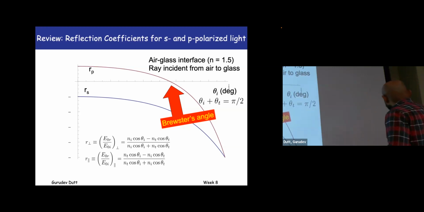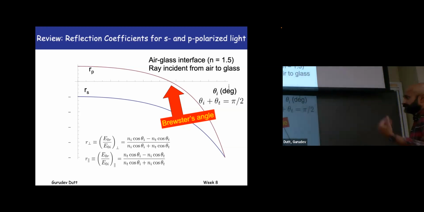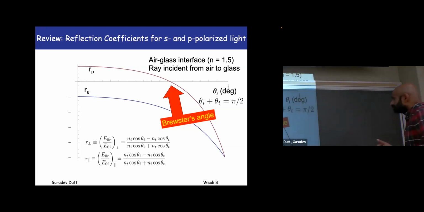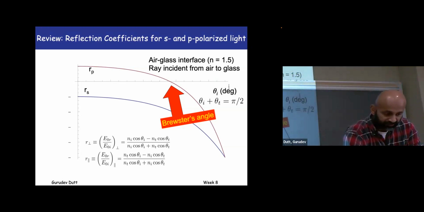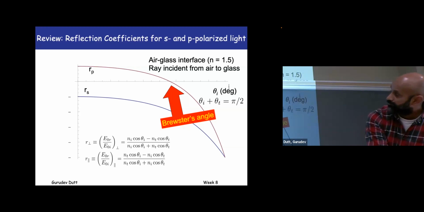You will get perfect polarization, in principle, of the reflected light, and the reflected light will be polarized perpendicular to the plane of incidence because it will be purely S polarized. So just to quickly, from that fact that theta I plus theta t is 90 degrees, there's some physical reason which I won't get into at this point.